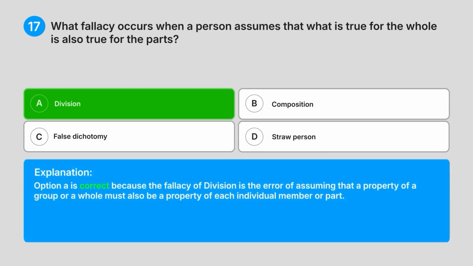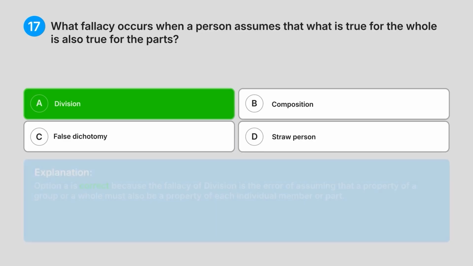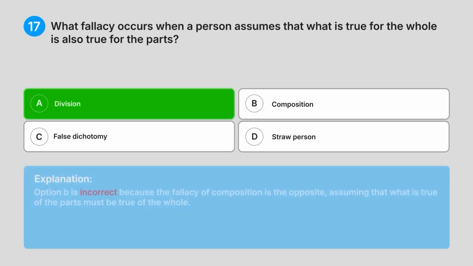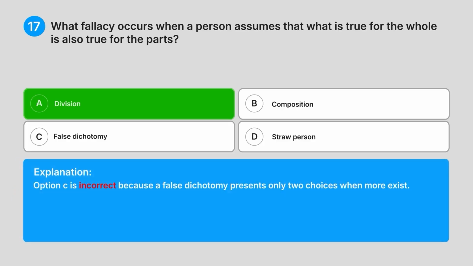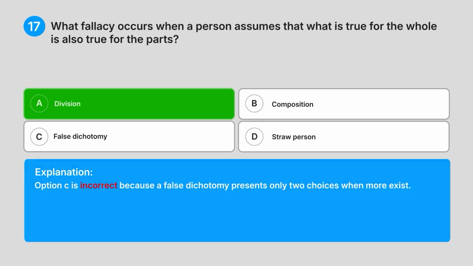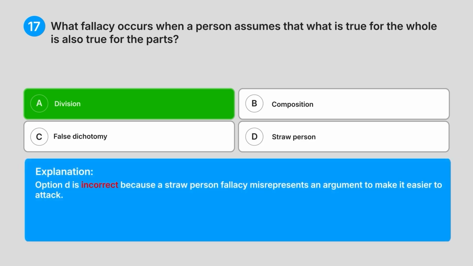Explanation. Option A is correct because the fallacy of division is the error of assuming that a property of a group or a whole must also be a property of each individual member or part. Option B is incorrect because the fallacy of composition is the opposite, assuming that what is true of the parts must be true of the whole. Option C is incorrect because a false dichotomy presents only two choices when more exist. Option D is incorrect because a straw person fallacy misrepresents an argument to make it easier to attack.